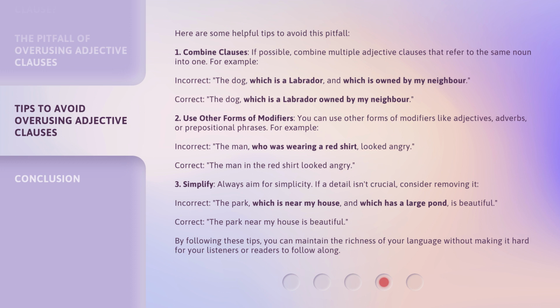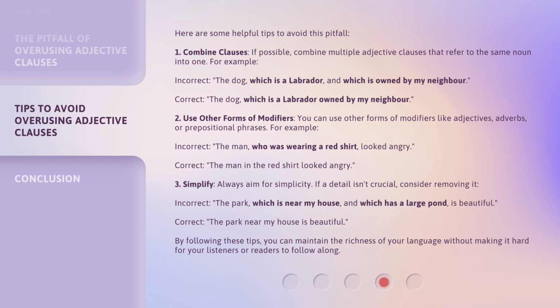2. Use other forms of modifiers. You can use other forms of modifiers like adjectives, adverbs, or prepositional phrases. For example, incorrect: The man, who was wearing a red shirt, looked angry. Correct: The man in the red shirt looked angry.